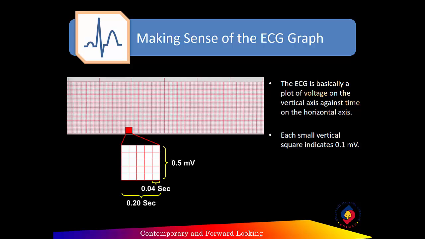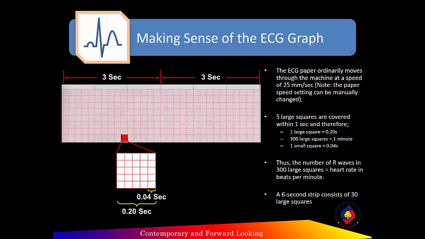Each small vertical square indicates 0.1 millivolts. The ECG paper ordinarily moves through the machine at a speed of 25 mm per second. However, you should take note that the paper speed setting can be manually changed on an ECG machine.